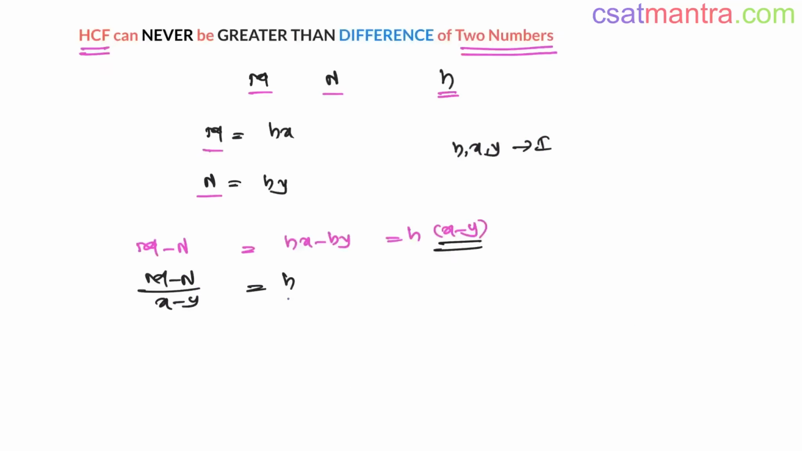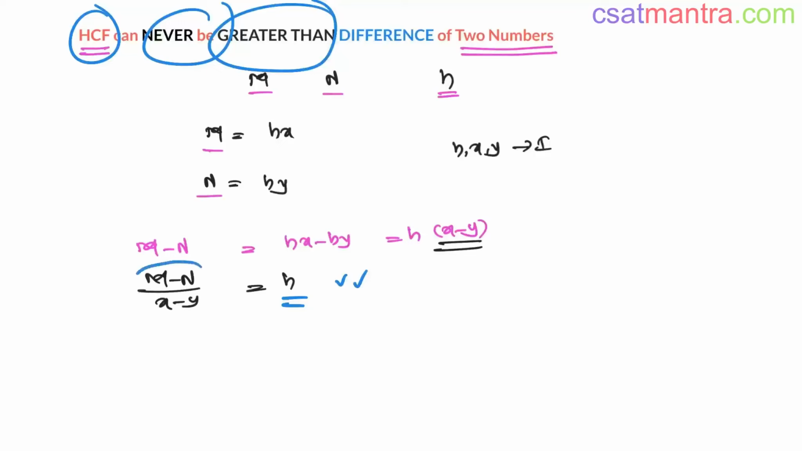Now I want the maximum value of HCF. HCF can never be greater than... so we are trying to find out the maximum value of HCF, my friends. Here I am checking what the maximum value of HCF is. Now see, these two numbers are already given. We cannot change them. Now for the HCF to be maximum, this denominator should be minimum, my friends. Then only would this HCF be maximum.